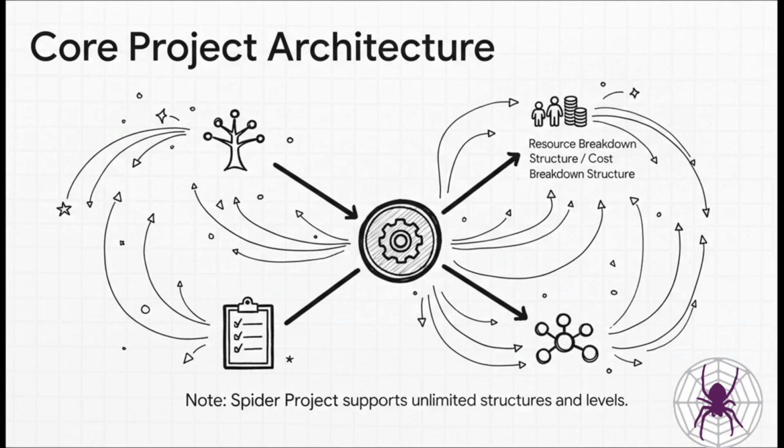Then, you link it all together with your logical network using all 4 dependency types: finish to start, start to start, the whole shebang. Now, what's really critical here, as the slide notes, is that Spider Project supports unlimited levels. For the kind of complex capital projects we deal with, that's absolutely essential.